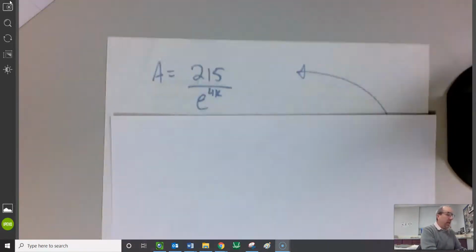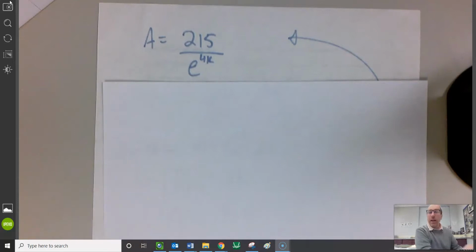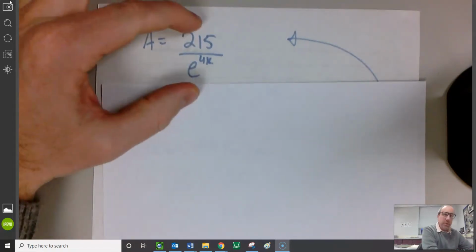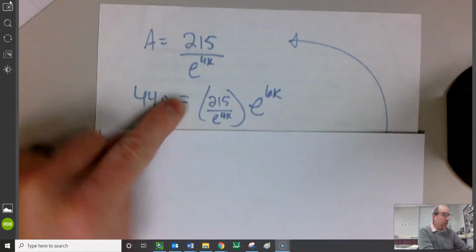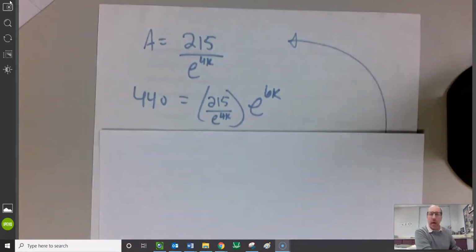So that's where we're going to start off here with this page. I'm dividing that over, and I get what A is. Now I can go into my other equation. I can take A out, and I can substitute this mess in its place. There it is. 440 equals A e to the 6k power.